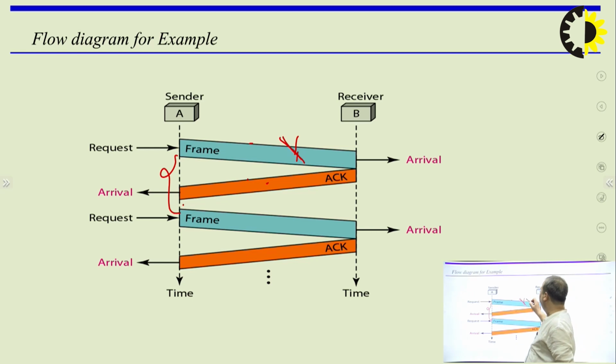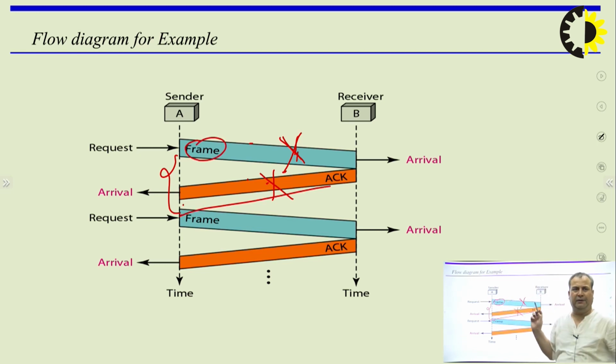So either the frame is lost or even the ACK is lost. In both cases, when the timer of this particular frame is over, the sender will retransmit. If it is received, then it is already okay. But if any particular frame is not received by the receiver, there could be two cases.